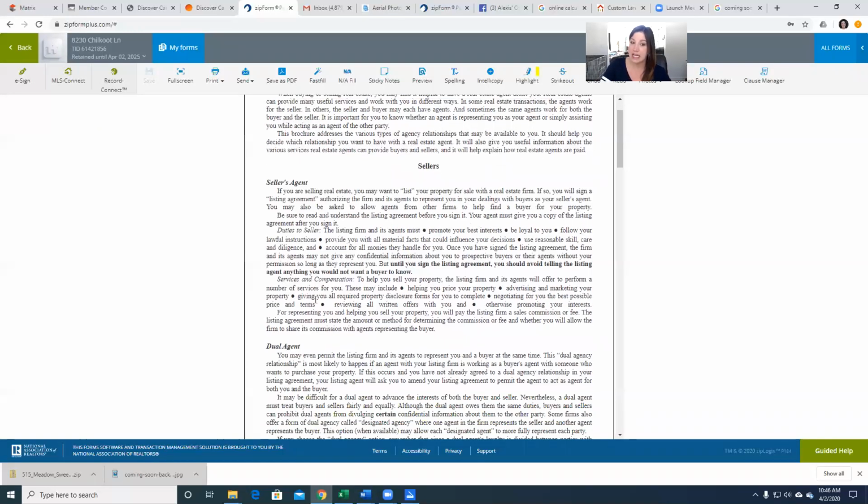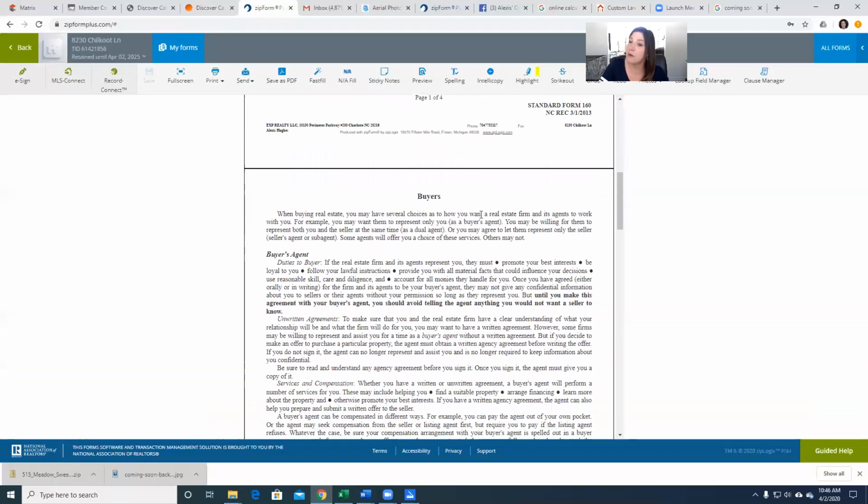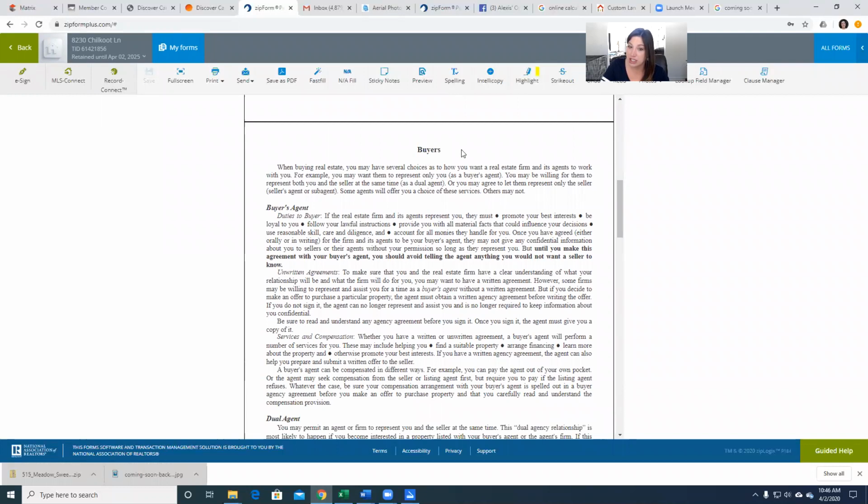So as you can see, a seller's agent is to represent you and your best interest only on the property. They're going to be loyal to you. They're going to keep all of your information confidential, and they're going to work in your best interest. Then you have a buyer's agent. A buyer's agent does exactly what a seller's agent does, but for the buyers. Their job is to give them that loyalty, that obedience, keep everything confidential, and get the buyers the best deal possible.